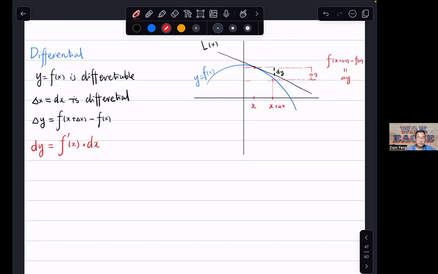So you have two differentials. One is the differential of x, which is an independent variable, and the other one is the differential of y, which depends on the change of x. So our observation here is that when delta x equal to dx is small, then dy is very close to delta y. This is the change of y value.